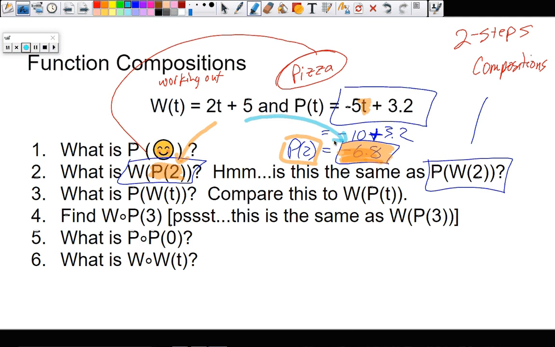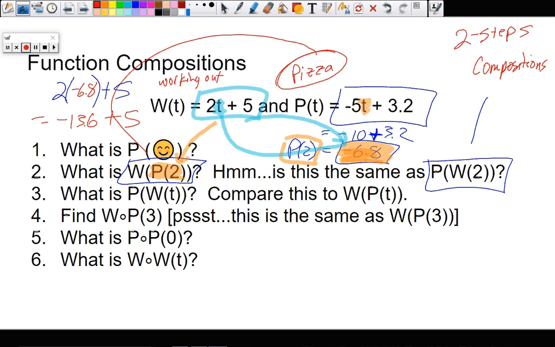So we're going to take this -6.8 and we're going to plug it into our W machine where it's waiting for that input. In other words, that coin slot, if you will. Okay? So let's go ahead and write that out. We'll have 2 parentheses plus 5, and we're going to put this as negative 6.8. What's negative 6.8 times 2? Negative 13 point what? 6. And then you're going to add 5. What is that? Negative 8.6.